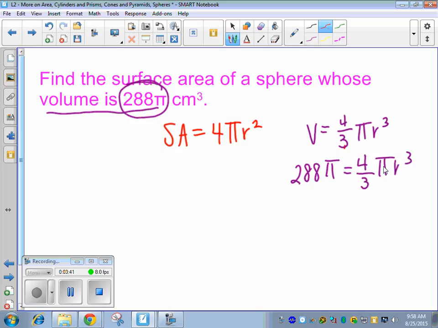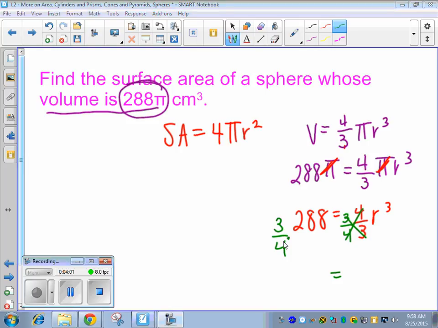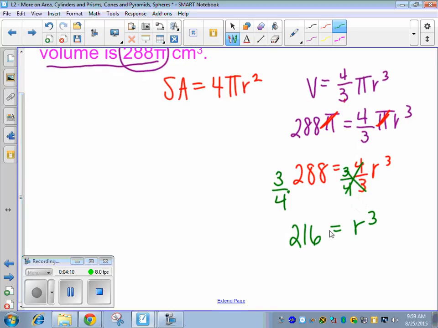Okay, if everything's being multiplied together here, we can cancel the pi's. You can divide it out. And so now I just have 288 equals 4/3 r cubed. So I want to get rid of this fraction here. We can multiply by the reciprocal, which is 3/4 and 3/4. All right, so 3/4 times 288 is 216, which is equal to r cubed. So then we need to know what number multiplied 3 times is equal to 216, or your calculator could do the cube root of both sides, and the cube root of 216 is 6.